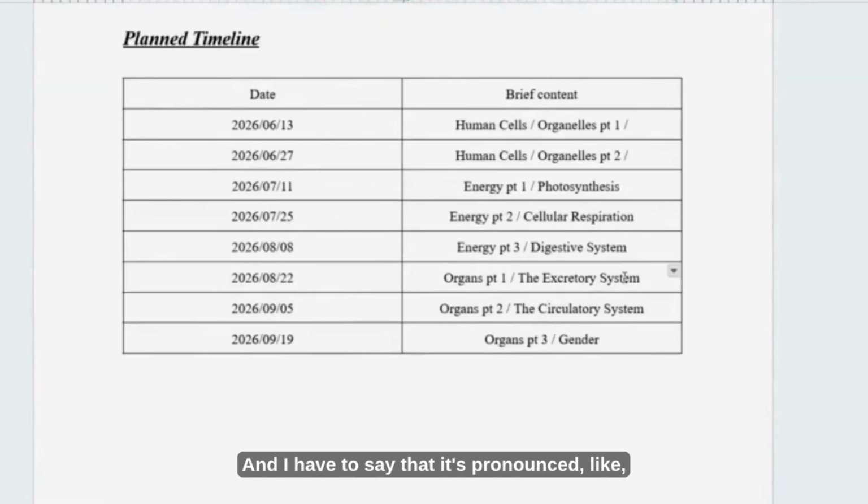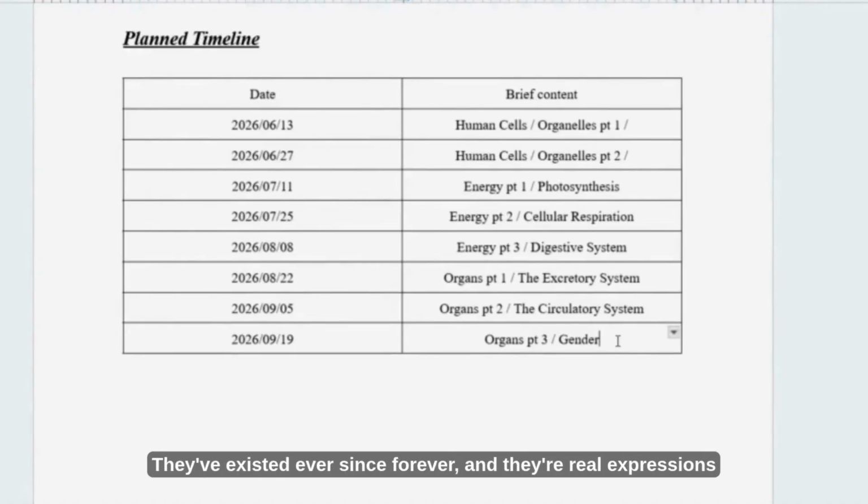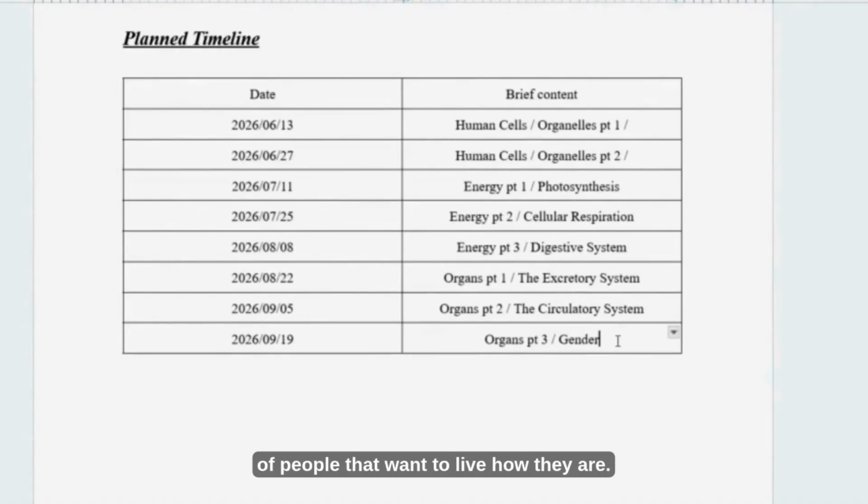And I have to say this, pronouns. You may be thinking, pronouns, he, she, but it's kind of weird. Why are people using they, them? Why are people using she, they? It's weird, you may be thinking that. I understand. But you have to know that pronouns are not just weird things. They've existed ever since forever, and they're real expressions of people that want to live how they are.